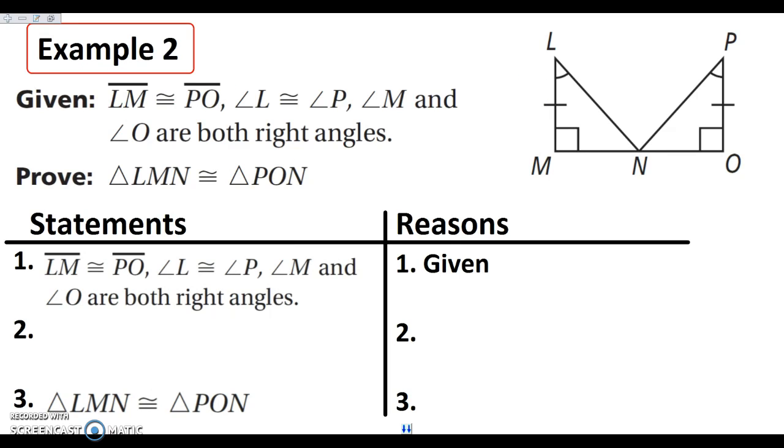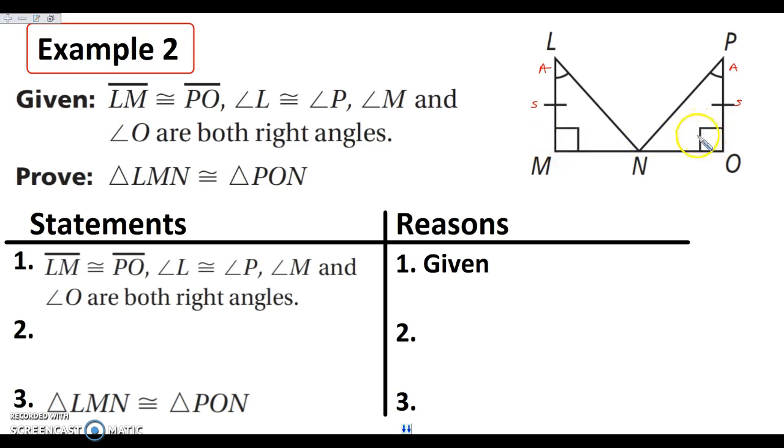And yay, more proofs. What we're looking at here is trying to prove that my triangles are congruent. Every time you see anything, or anytime you figure something out, you're going to mark it on your picture. We're told that LM and PO are congruent. We're told that angles L and P are congruent, and M and O are both right angles. So I have a side and an angle already congruent. I know that these angles are congruent and these sides are congruent. I'm told that these are both right.